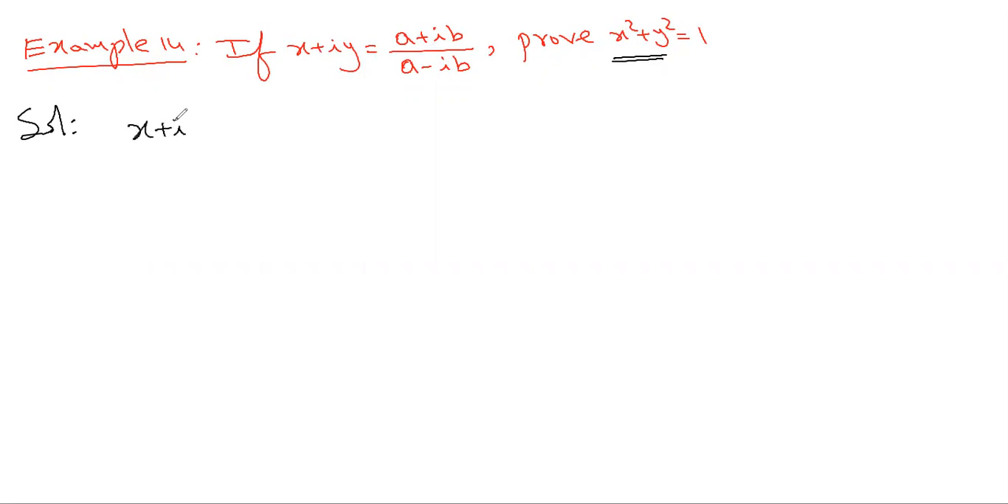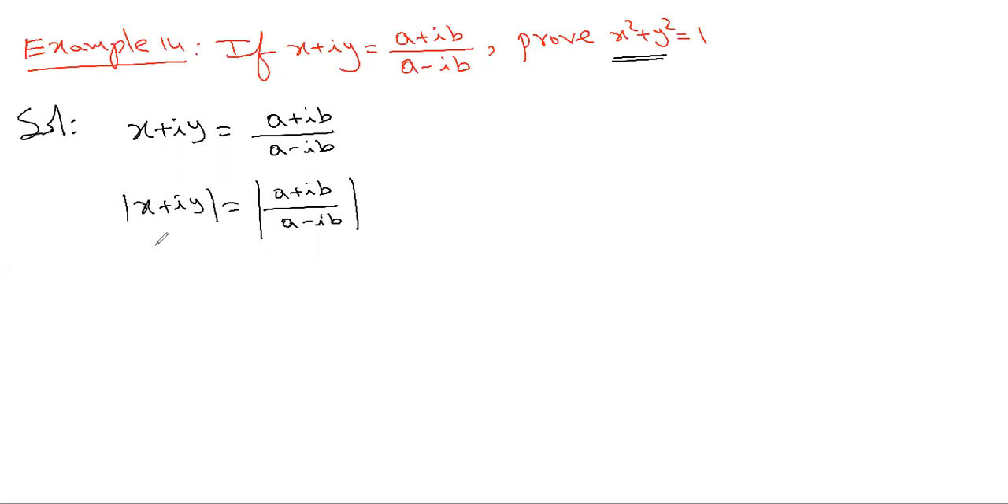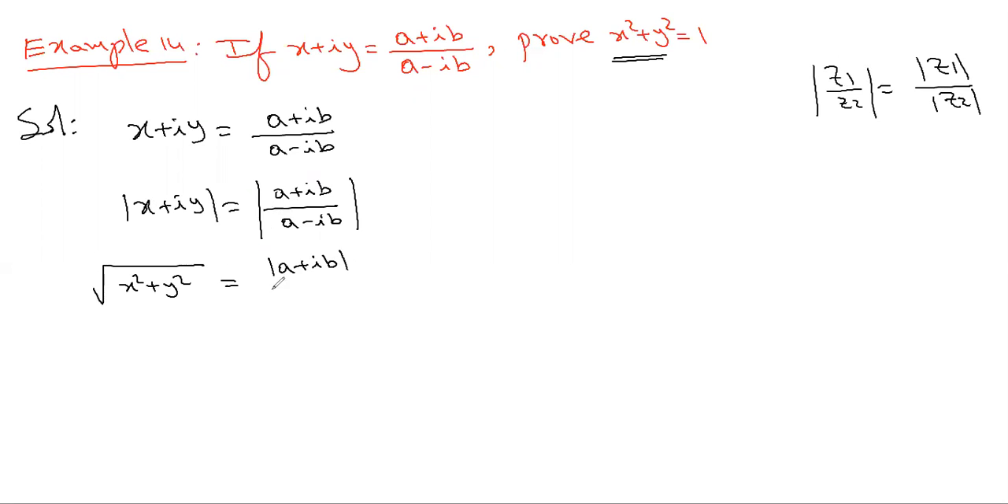So when you have x plus iy equal to a plus ib by a minus ib, take the modulus on both sides, equal to the modulus of a plus ib by a minus ib. Now the modulus of x plus iy is root of x square plus y square. But here the mod z1 by mod z2 formula is there. Using that formula, this is mod z1 by mod z2. So you can write mod a plus ib. No need to worry about converting this into a plus ib form and then finding the modulus. You can use this property.